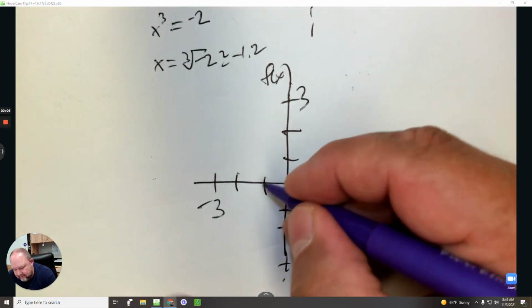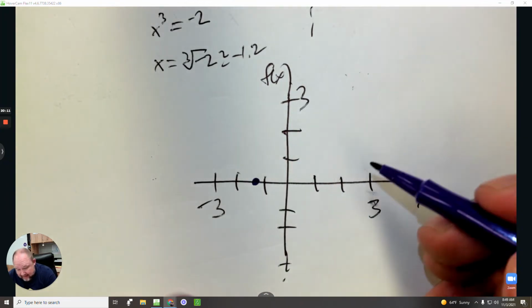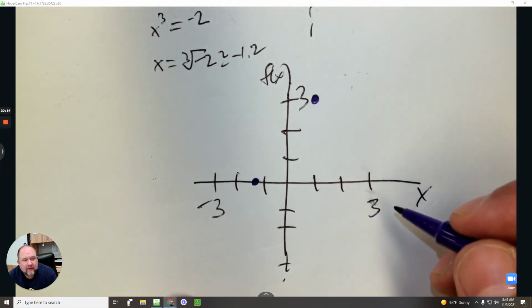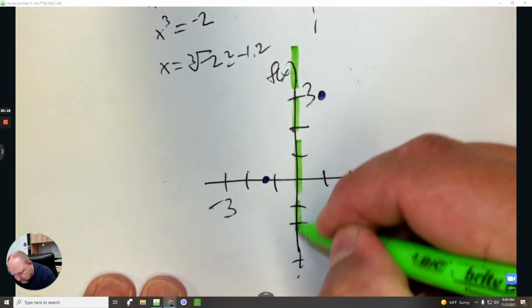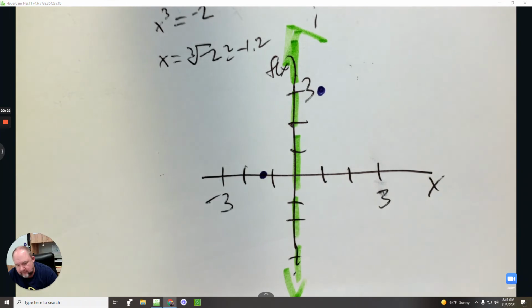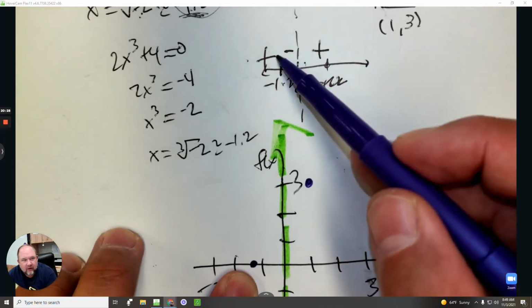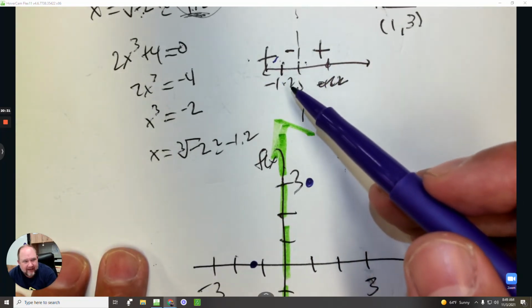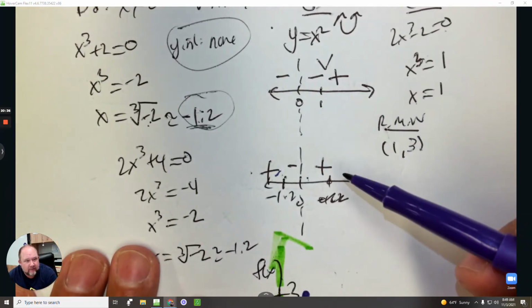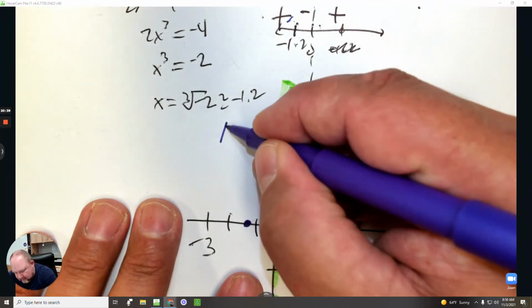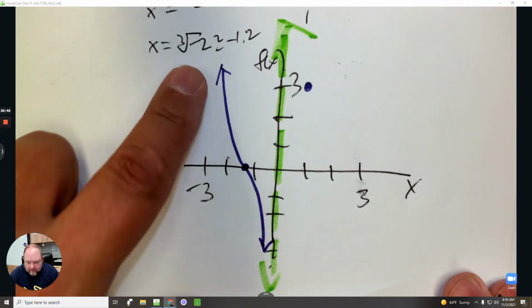So we have an x-intercept and a point of inflection somewhere around there, negative 1.2. We have a maximum at 1, 3, and we have an asymptote at 0. The end behavior, both ends are going up. So we have a minimum here. We know it's concave up and then concave down. And it's decreasing all the way through. So it's concave up and then concave down, and it's decreasing all the way through.